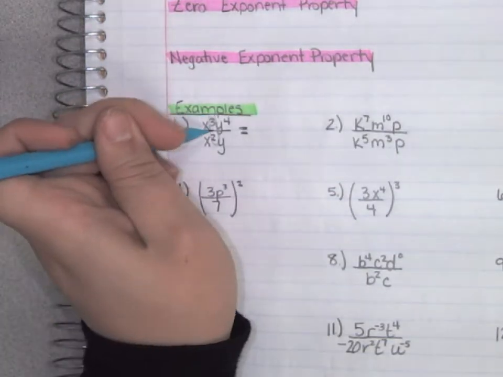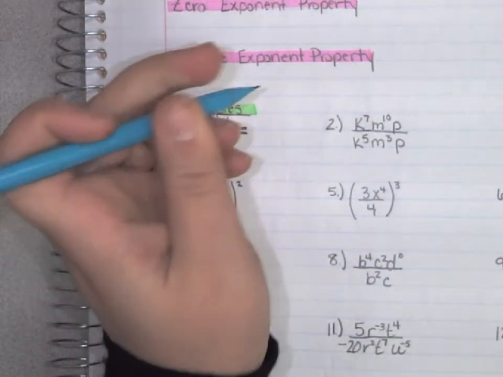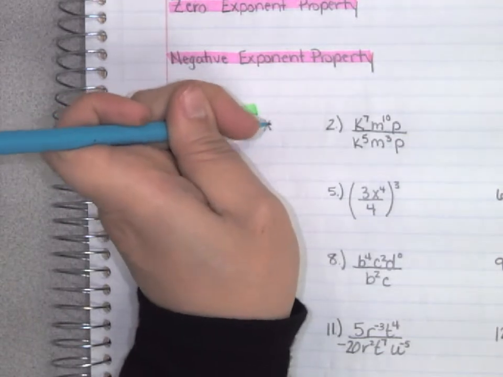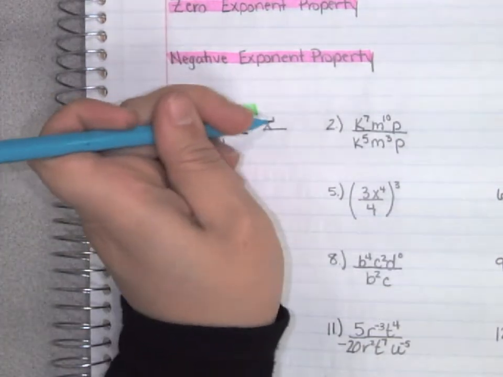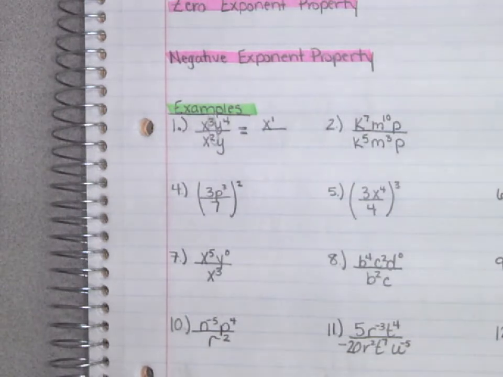So you see how x to the third was on the top of the equation? We're going to put our answer of x to the first. You don't have to put the first if you don't want. Like if we had a fraction, it would be on top of the fraction. So your answer goes wherever the largest power started for that variable. Does that make sense?